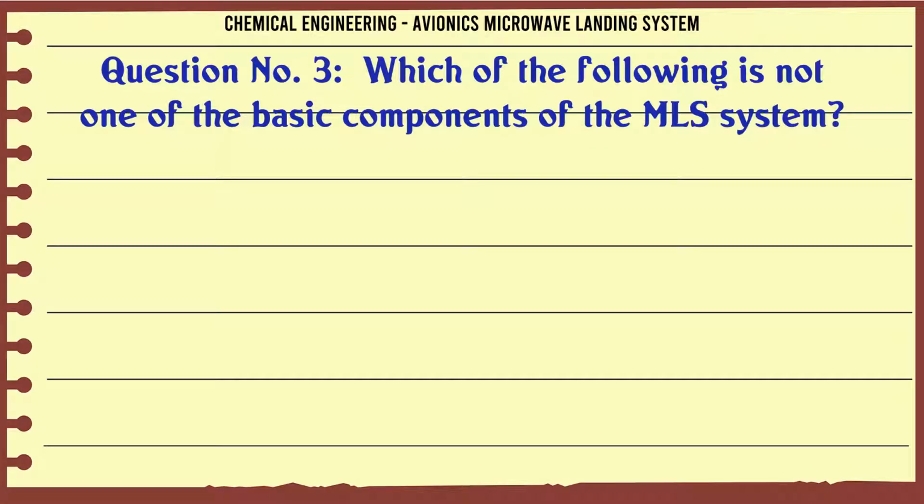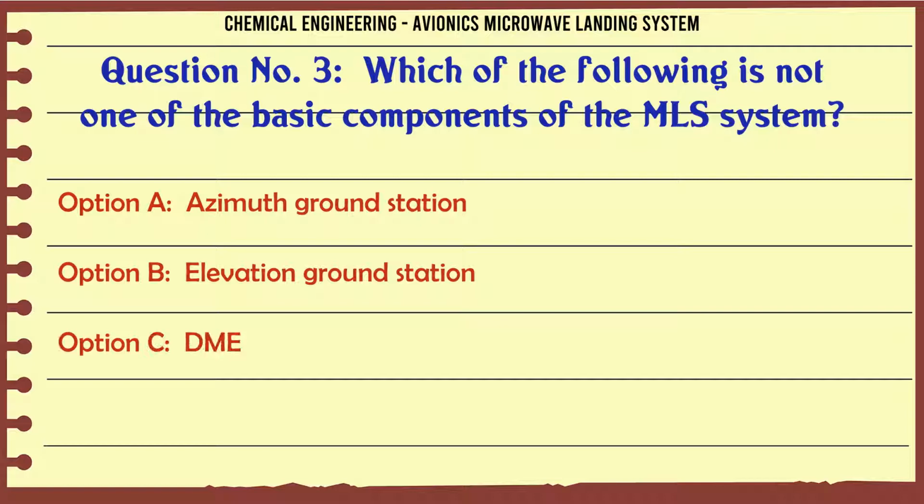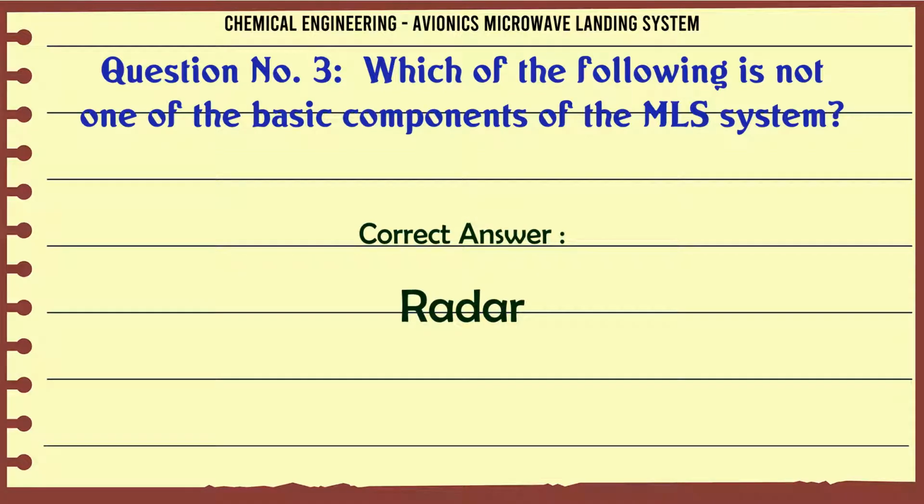Which of the following is not one of the basic components of the MLS system? A, azimuth ground station. B, elevation ground station. C, DME. D, radar. The correct answer is radar.